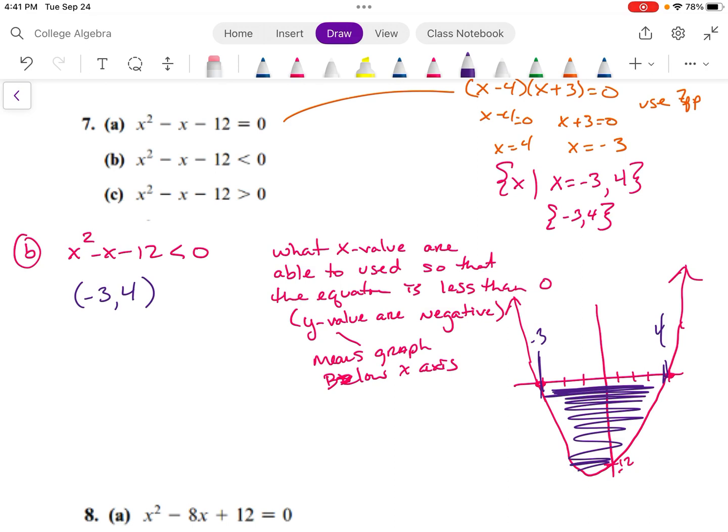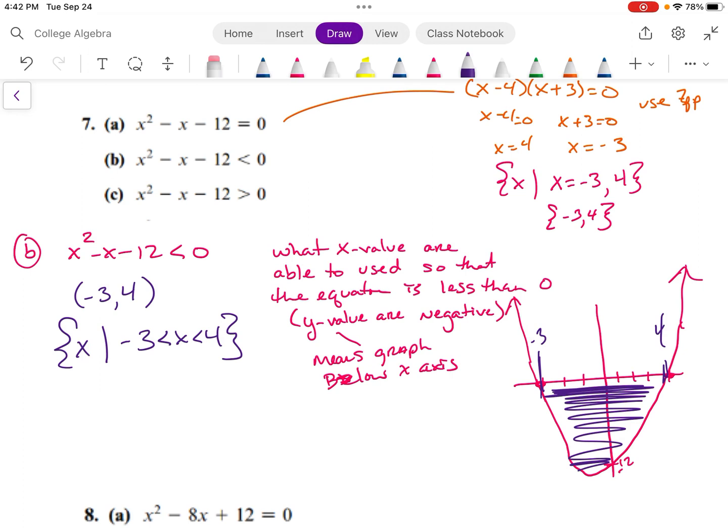If I was going to do it in set builder notation, the set of all x such that negative 3 is less than x, which is less than 4. We would not use an equal to bar on these, because when I'm at negative 3 and at positive 4, I'm actually at 0 for an answer. So technically that 0 has no positive or negative value, so we would leave the equal to bars off of that one.